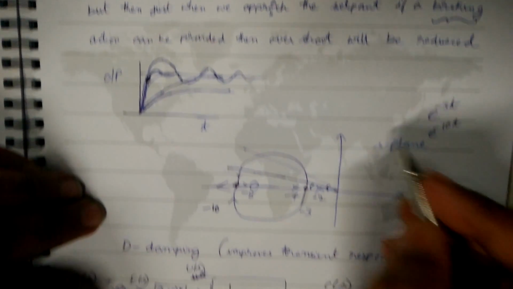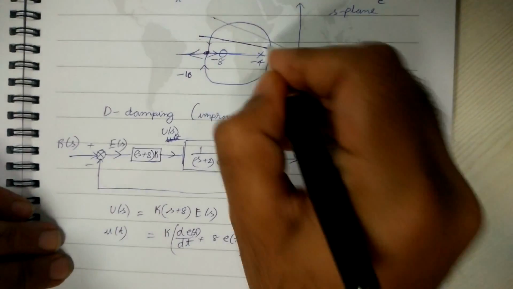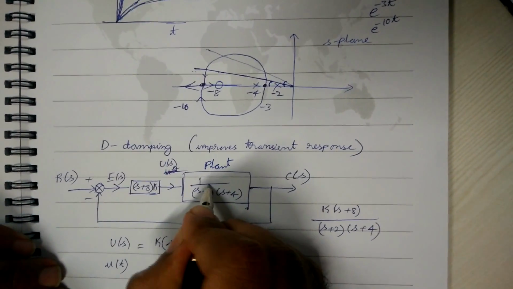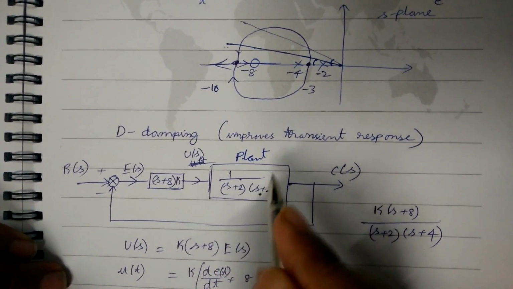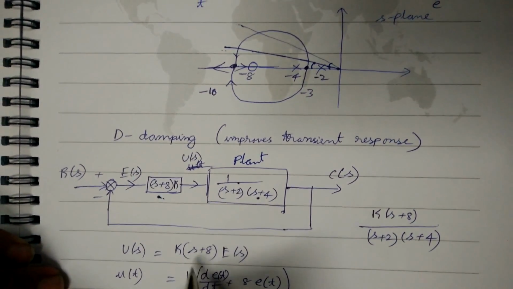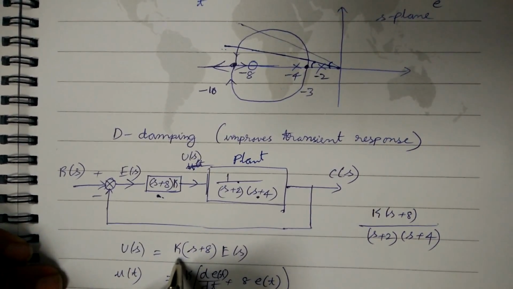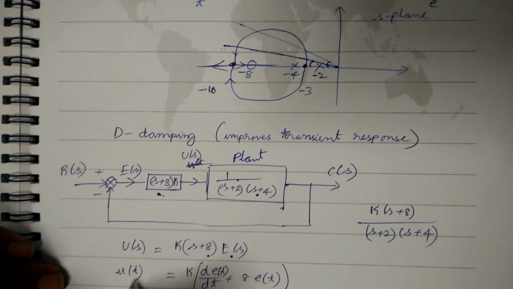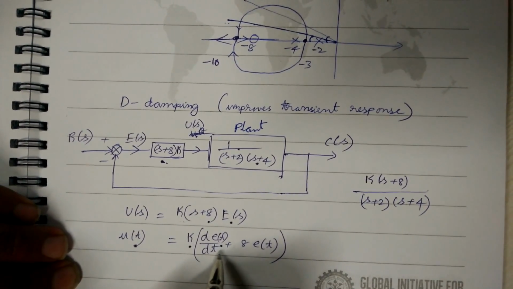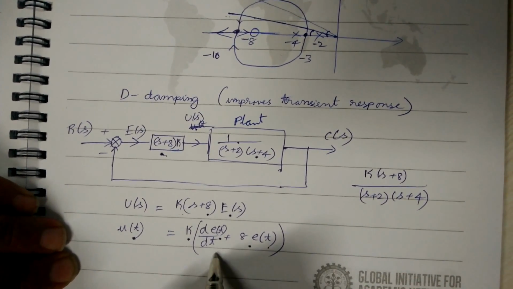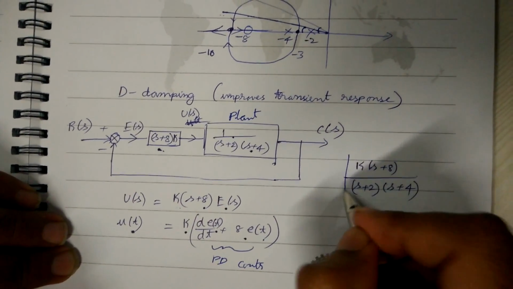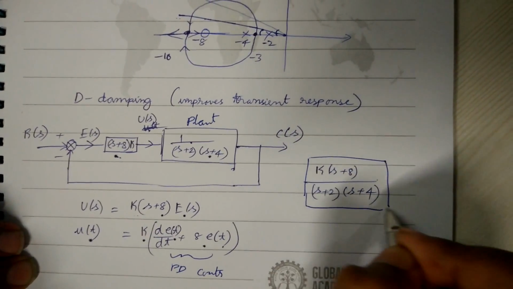This can be explained with the help of the root locus. Consider the same plant whose transfer function is given by 1 by (s plus 2) into (s plus 4). Now if I introduce a zero, that is a PD controller, U of s is equal to k times (s plus 8) into E of s, which in the time domain is U of t equal to k times dE by dt plus 8 times E of t. So this is a PD controller, and this is the new loop transfer function.